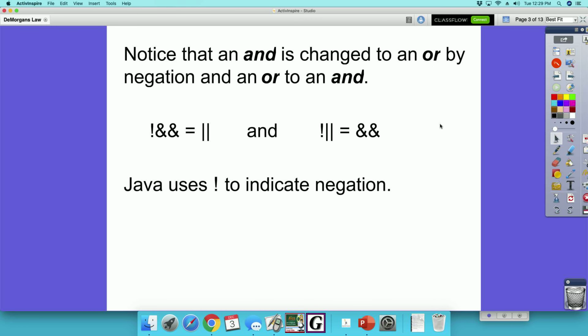Notice that an and is changed to an or by negation, and an or is changed to an and. So if you see a not and, it's equivalent to an or. And if you see a not or, it's equivalent to an and. Java uses the exclamation point to indicate negation.